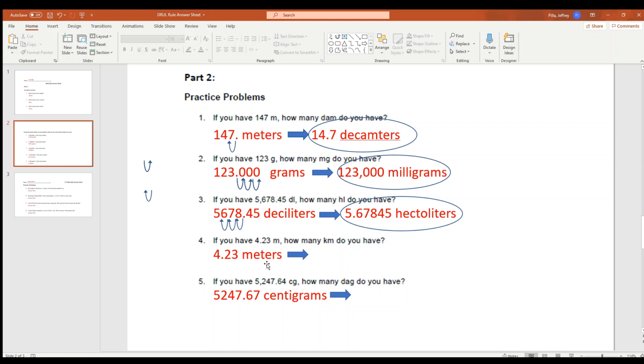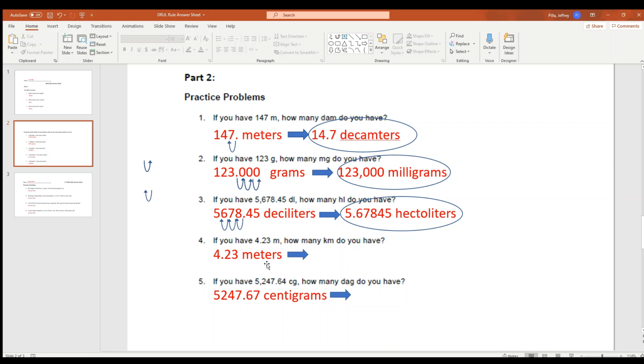Using our staircase model, we're able to see that we are moving up the staircase. So because we are moving up the staircase, according to the down, right, up, left rule, the DRUL rule, it states that we're going to be moving our decimal place to the left. Okay, we're moving up the staircase. That means we're moving our decimal place to the left.